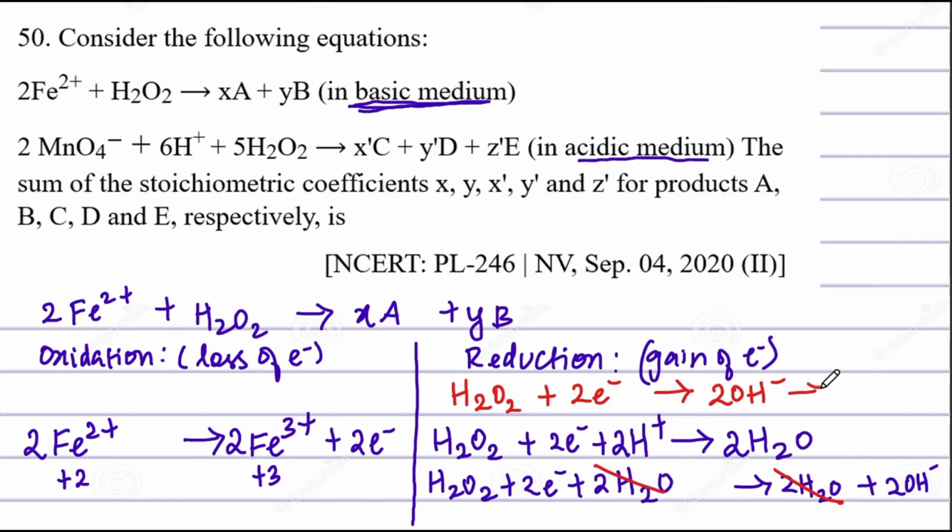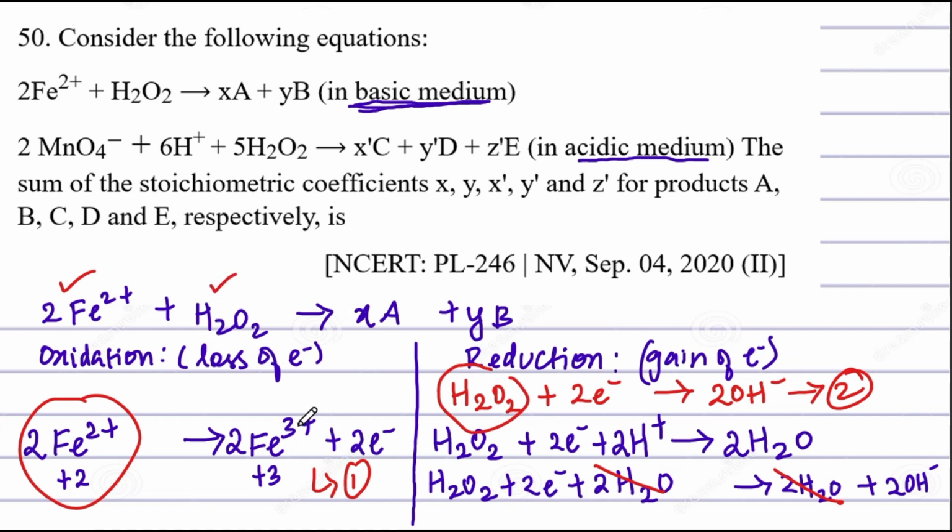Now you have to add the reduction half reaction and the oxidation half reaction. When you add them, in the reactant you have 2Fe2 plus, and here also 2Fe2 plus. H2O2 is present, and here also H2O2 is there. Then what is the product? 2Fe3 plus, and here you have 2OH minus. So YB is 2OH minus. So XA and YB is 2Fe3 plus 2OH minus. So the value of X is 2 and the value of Y is also 2.